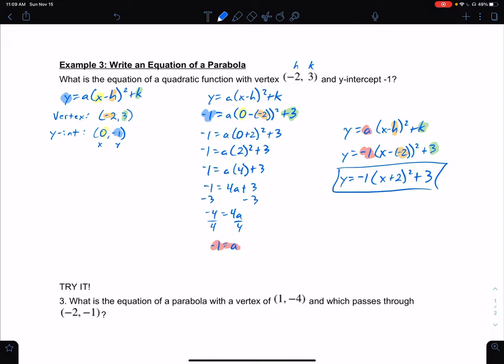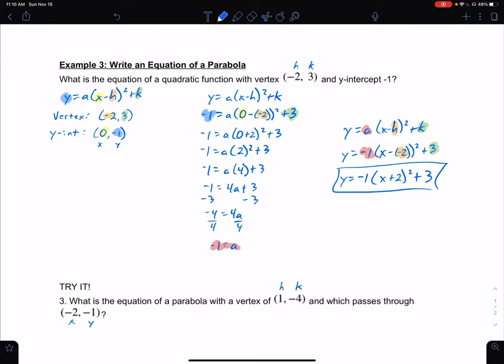What you're doing here, they're going to give you 2 points. One of them will always be the vertex. The second one will either be the y-intercept, which in this case we would write as (0, -1). Or if you notice in number 3 down the bottom, they gave you a second point, (-2, -1). So that's what you would just use. In number 3, you would use this as x and this as y. And then that would be your h and k.